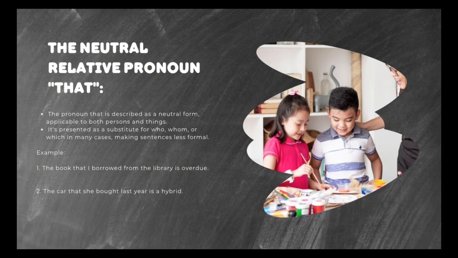The second example is the car that she bought last year is a hybrid. The main clause there is the car is a hybrid. This is the main point. That she bought last year, this clause modifies car, specifying which car is a hybrid. It's restrictive also because it limits which car is being discussed. Without it, the sentence is unclear also. It doesn't tell us which car out of all the cars is a hybrid. In short, these examples highlight the use of that to create clear, concise sentences by providing necessary information to identify the specific noun being described.